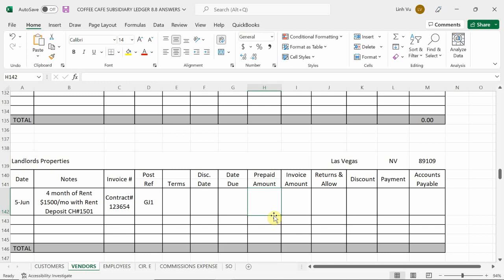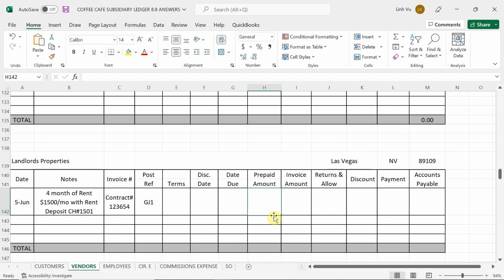It is when you are looking at a vendor and they require a down payment from you before even providing you any services. They give you a quote and they say, I want a down payment to ensure that you are going to go through with the service. In this case, we went to the landlord properties, we signed a contract, and right then and there, we paid them. So in this case, there's no need for a prepaid amount for this column, okay?